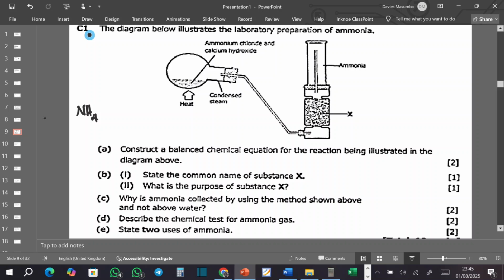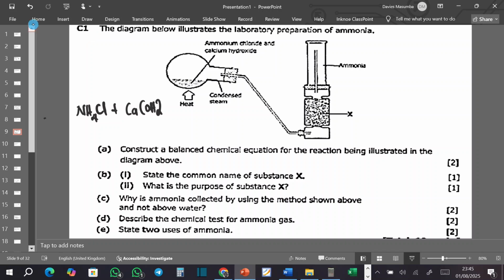So you have ammonium chloride, which is NH4Cl, plus calcium hydroxide, which is Ca(OH)2. So you need to know these things. So ammonia. Always, when they are reacting, you should know that there will be a salt. A salt will be formed between a metal and a non-metal. So it will be calcium chloride like this.